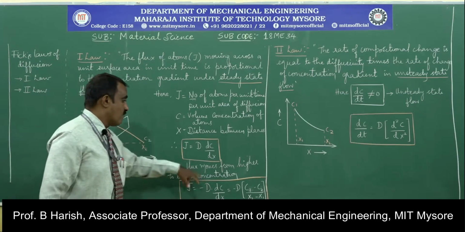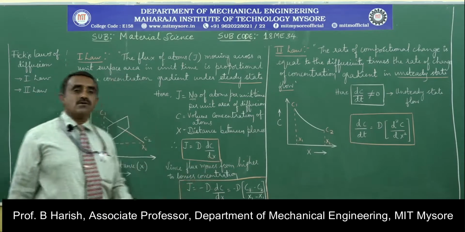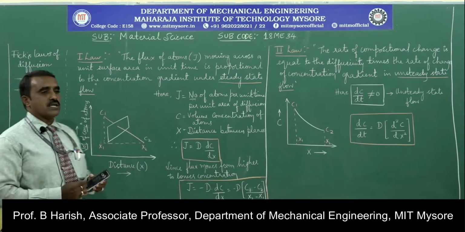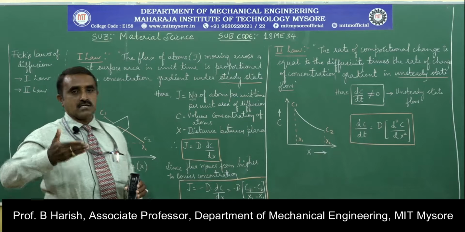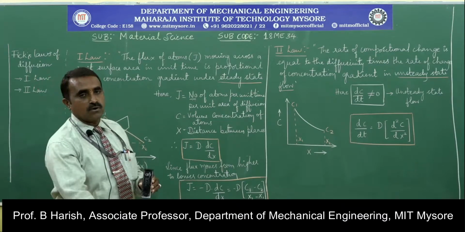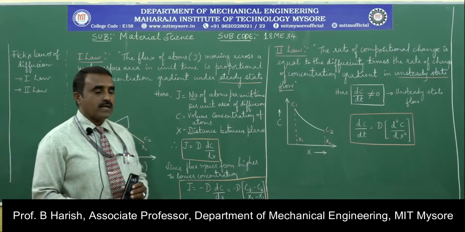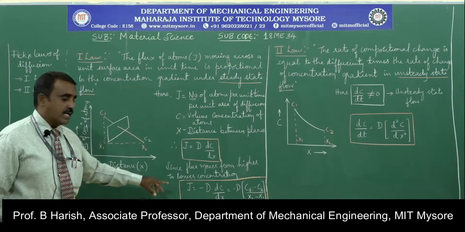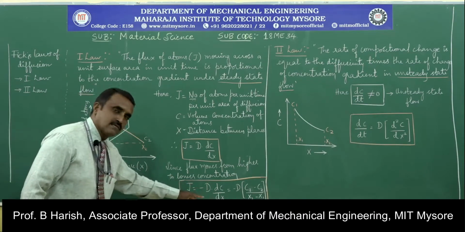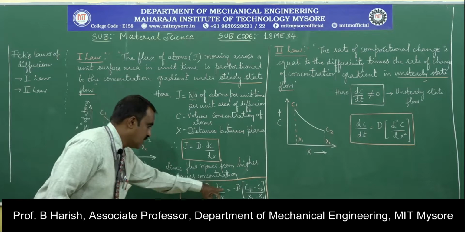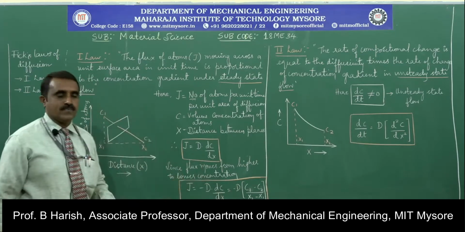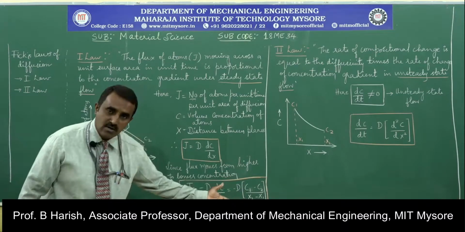The negative sign is there because flux moves from a higher concentration to a lower concentration. When the concentration is higher, from there it moves down to where the concentration is lower. Hence we use a negative sign. So J is equal to minus capital D into dC by dx. C is the concentration, so concentration changes with respect to distance.